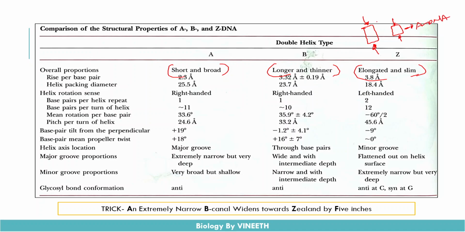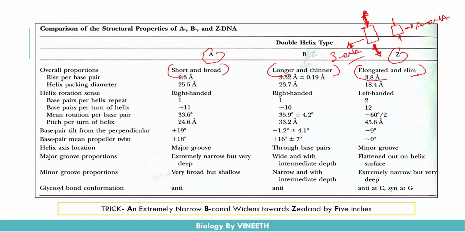Okay, and if you stress the B-DNA in the opposite direction, like this, then it will form Z-DNA. So Z-DNA is formed when you elongate B-DNA, a much more elongated and slimmer version of B-DNA, and a much shorter and broader version of B-DNA is A-DNA. Okay, so these are the major differences between A-DNA, B-DNA, and Z-DNA.